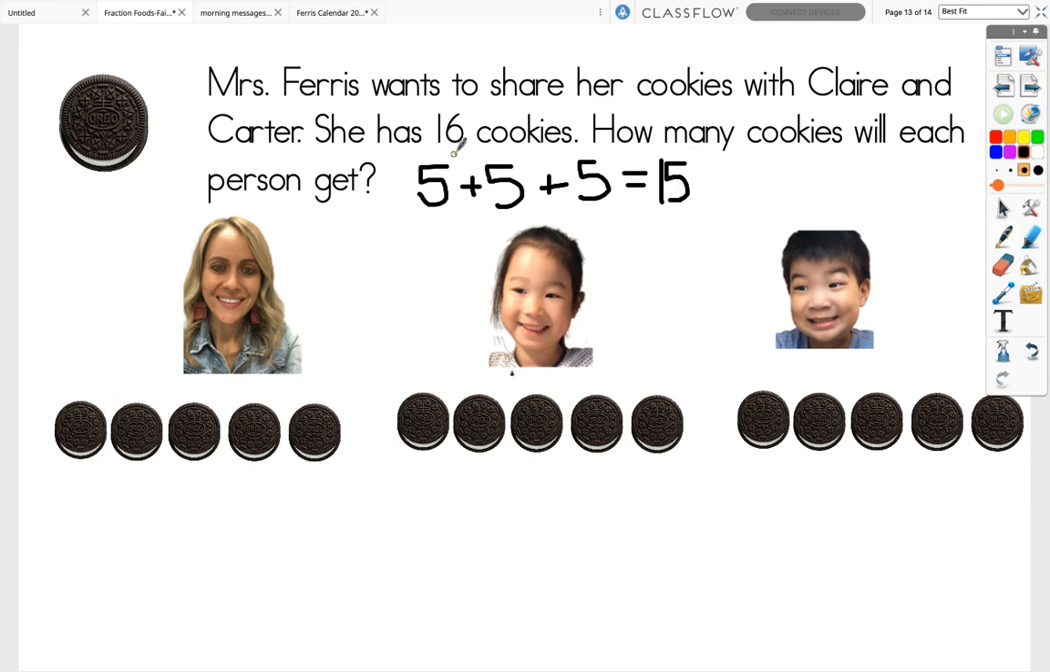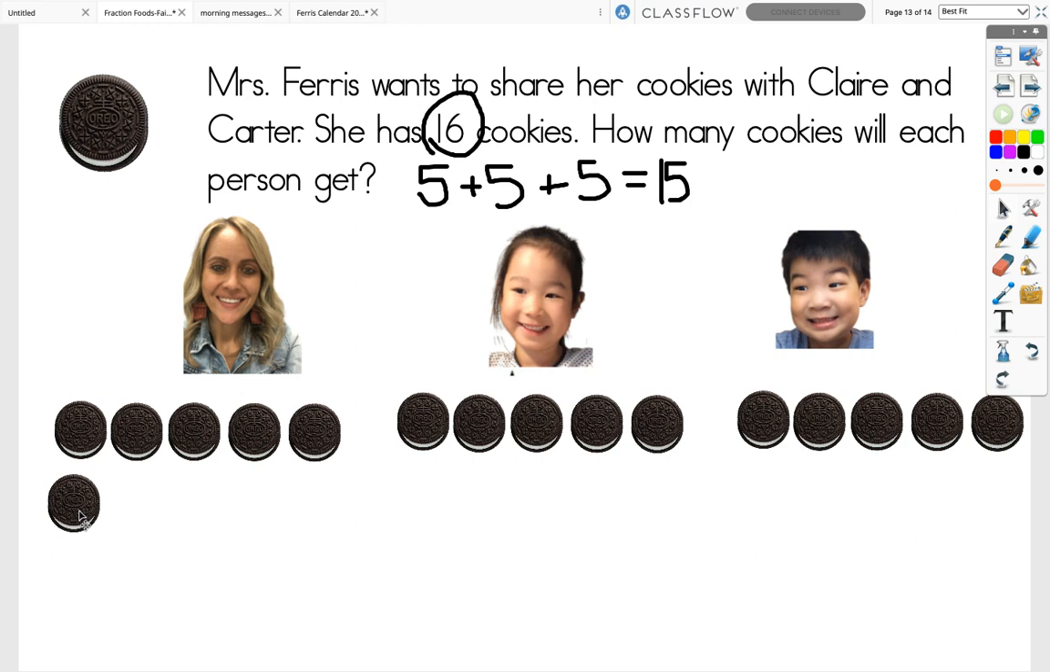But it says that I have 16. So we have like one leftover cookie right here that we need to figure out what we should do with it. Is it fair if I just take it since I'm the teacher? And I worked pretty hard, I have to tell you. So is it fair if I just get it?